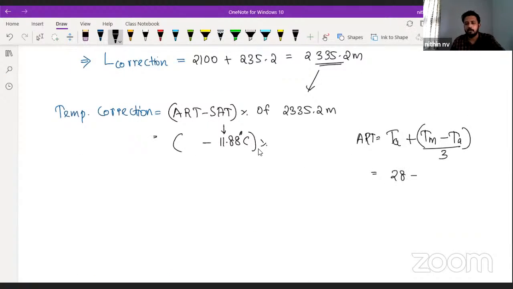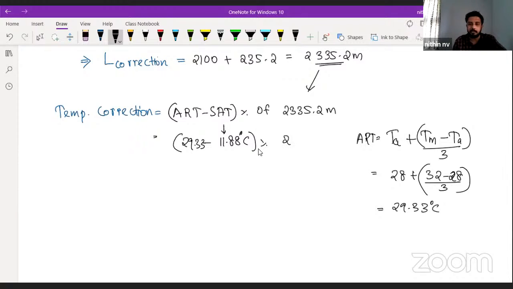So 28 plus 32 minus 28, divided by 3. Always remember your TM value is going to be more. So this is 32 minus 28, that will be the larger value. Don't take 32 plus, because the TA value will always be lesser than that of TM. Like that you can simply remember. Calculate it and tell me. I'm already getting the final answer. Very good.